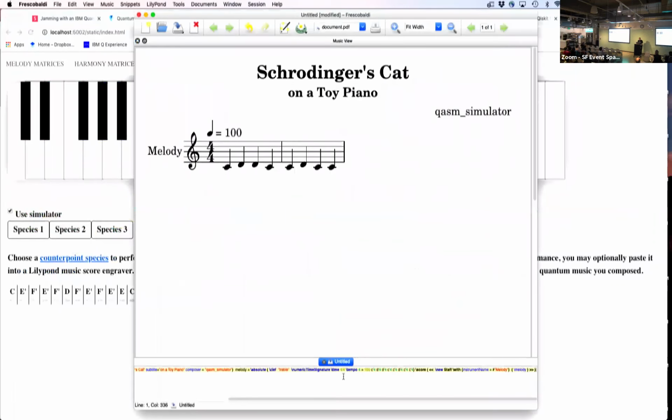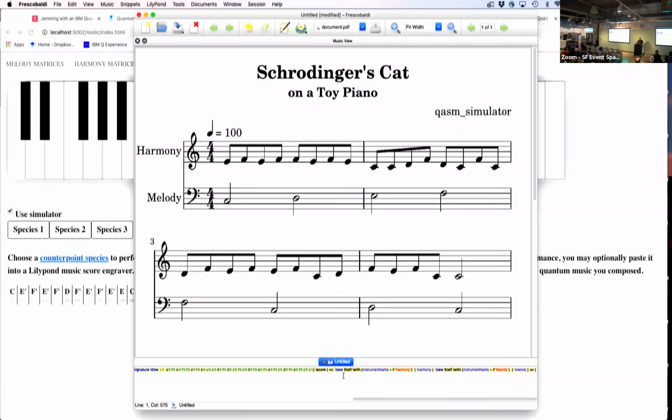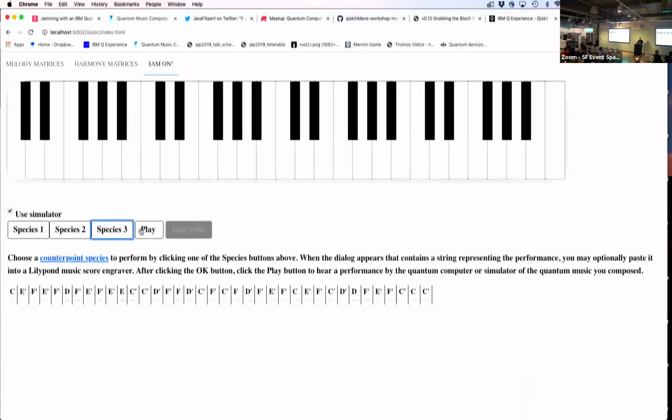And I'll go ahead and paste that into here, and we'll see what the quantum computer came up with, a little more impressive. And then we will play that. I'm going to play this, Bob.